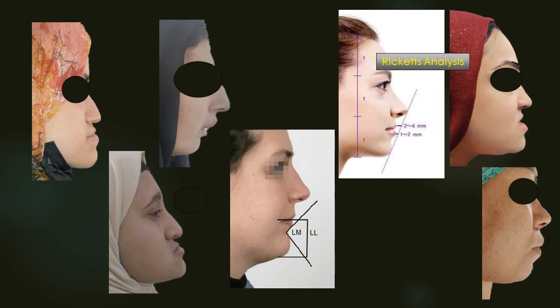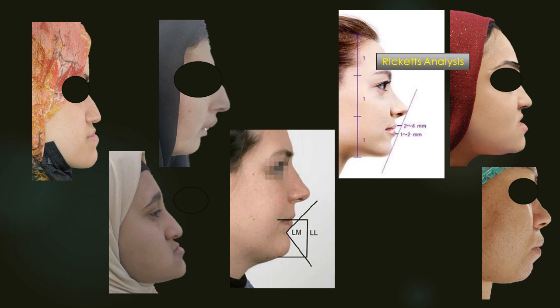Upper lip length should also be evaluated from the subnasale to the lower lip, with a difference between male and female. The ratio should be 20 plus or minus 2 mm for female, 22 plus or minus 2 mm for male. During treatment planning, we should keep in mind that the upper lip will increase in length with age.